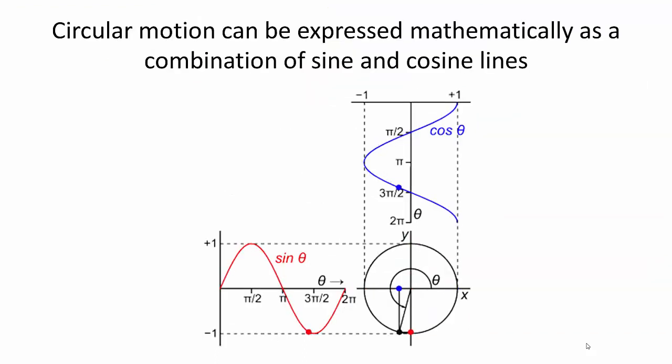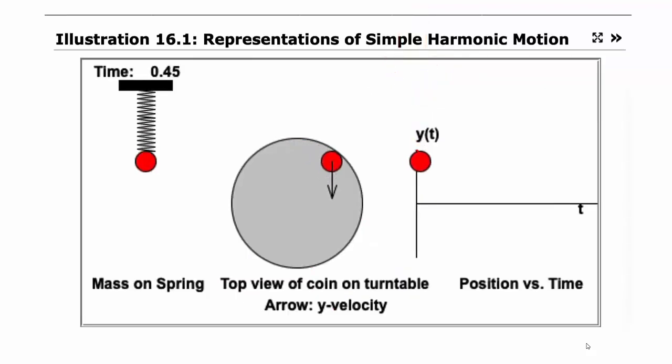Now, you need to know a little bit about how circular motion can be expressed mathematically as a combination of sine and cosine lines. So now you must have done this in maths already. We've got this circular motion. From the side view, if we start at the 0 point, which is there, we have a sine graph. If you view it from 90 degrees from that, it's going to be a cosine graph. So circular motion can be represented as sine and cosine functions.